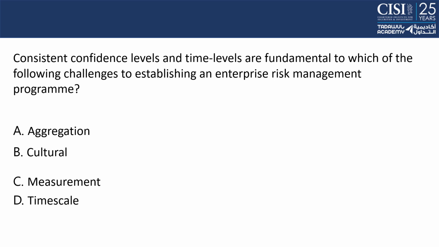This can be answered. I know it's a bit confusing, but consistent confidence levels. Confidence levels are usually calculated using normal distribution or Monte Carlo. So using mathematics. Whenever you use mathematics to find out something, you are measuring. Aggregation means bringing all of the things together, aggregating, summing, grouping together, totaling. It's not cultural. The answer is measurement.